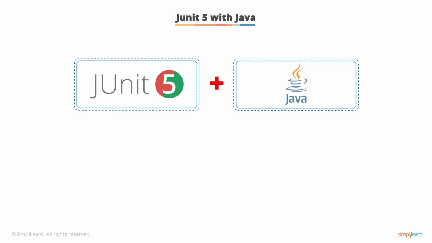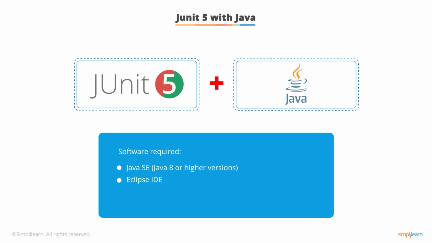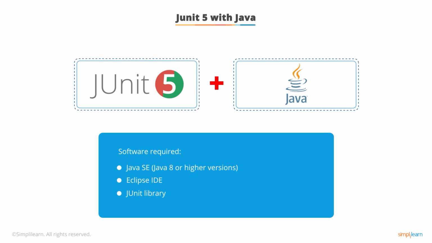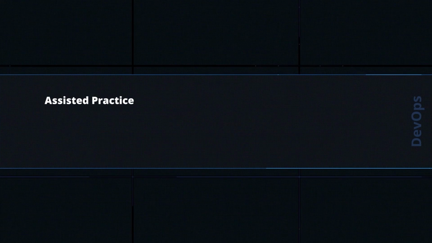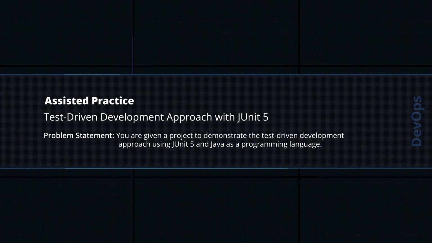JUnit 5 with Java. JUnit 5 plus Java requires that certain software be available to design and to run tests. The software required is Java SE, Java 8 or higher, Eclipse IDE, and the JUnit library. Assisted practice: Test-driven development approach with JUnit 5. You are given a project to demonstrate the test-driven development approach using JUnit 5 and Java as a programming language.